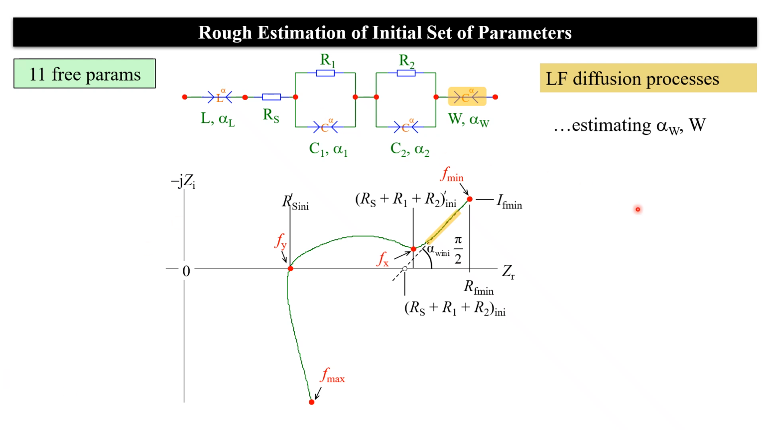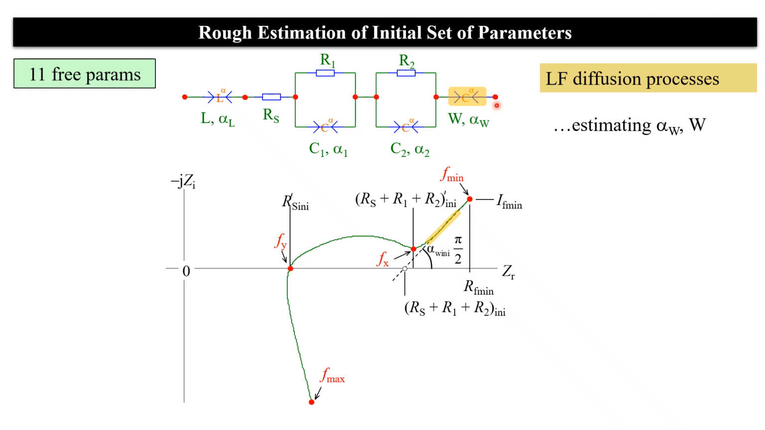Regarding the estimation, there are three main processes in the battery that have to be modeled: the low-frequency diffusion, high-frequency inductive, and medium-frequency interfacial processes. A common simplifying assumption for the initial estimation is that the processes are independent. They do not affect each other. Here you can see the equivalent impedance model, which consists of 11 parameters.